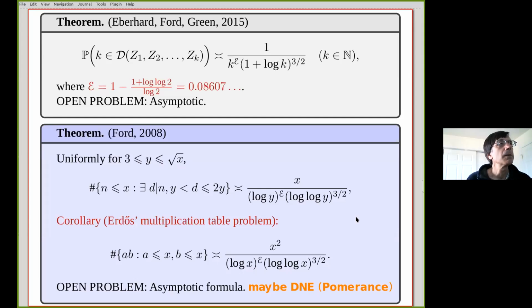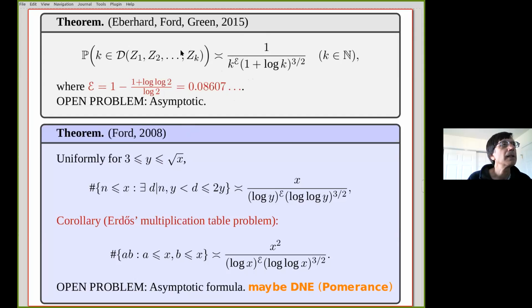Here's a theorem that I proved together with Sean Eberhard and Ben Green a few years ago. If I take this random set corresponding to these Poisson random variables, and I ask what's the probability that k lies in the set, this is between 2 positive constant multiples of this quantity here, where this exponent epsilon is a small positive number that appears a lot in these divisor problems. It's a very common occurrence to see this exponent.